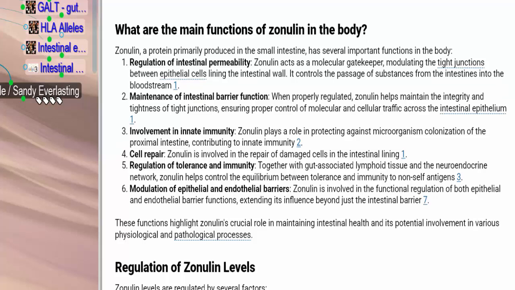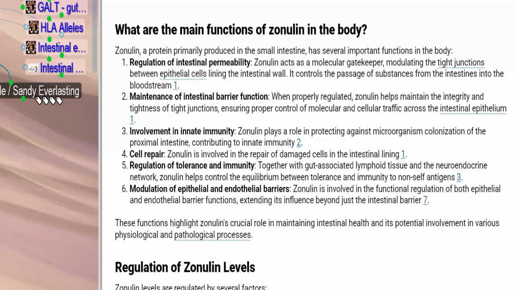It regulates intestinal permeability. It acts as a molecular gatekeeper, modulating tight junctions between epithelial cells lining the intestinal wall, and it controls the passage of substances from the intestines into the bloodstream. So there's some stuff we do want to get into the bloodstream. It maintains intestinal barrier function when properly regulated. It ensures proper control of molecular and cellular traffic across the intestinal epithelium.